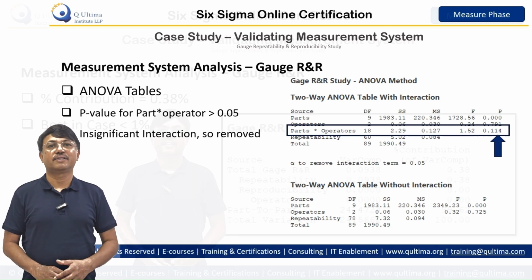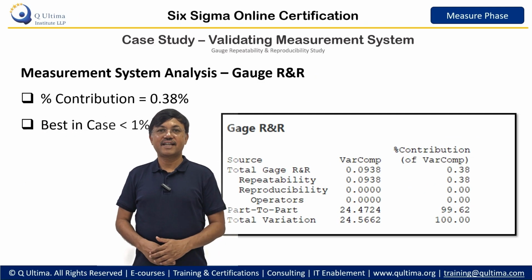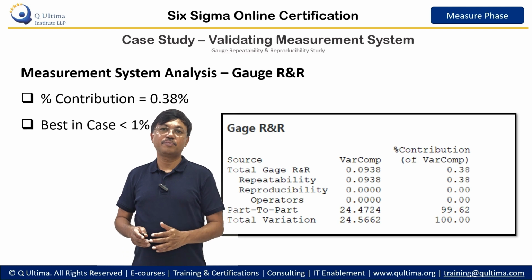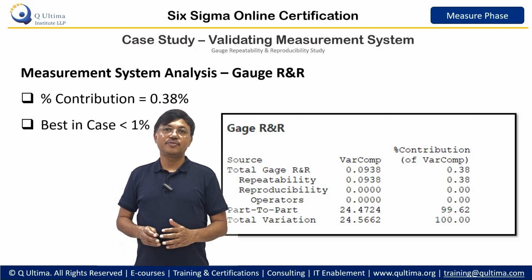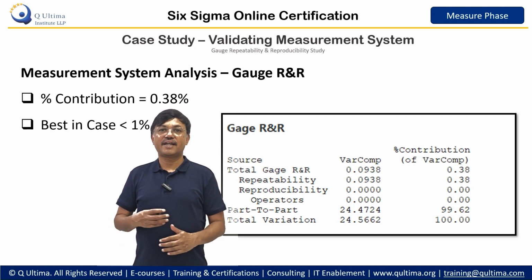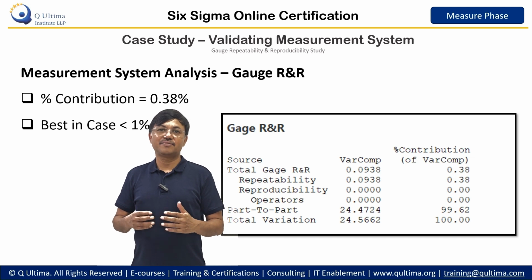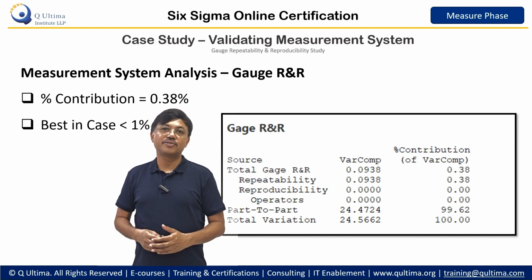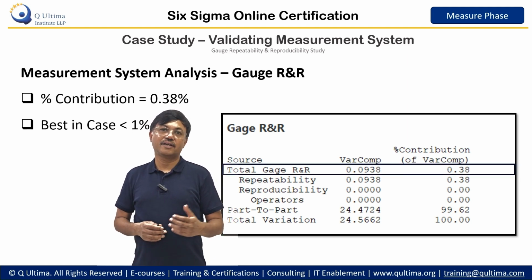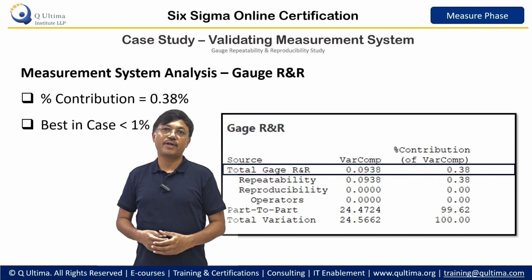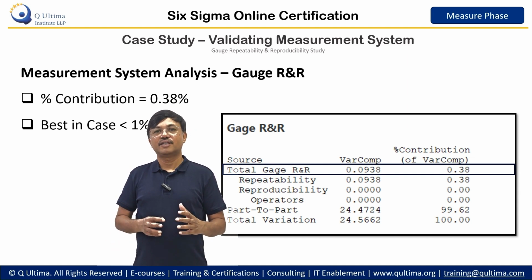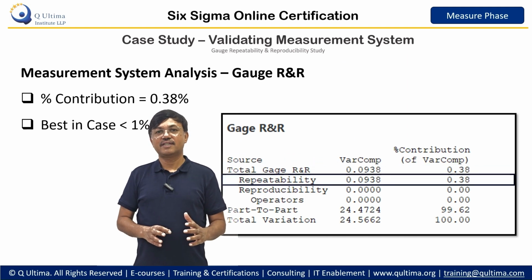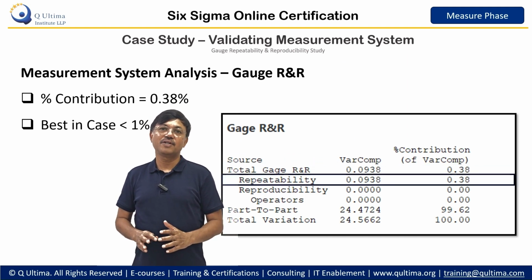The second table in the GRR study is the percent contribution table, which should be seen to understand if percentage GRR is within the limit or not. As per the AIAG MSA manual, the percentage contribution should be less than 1%, and we see here it is only 0.38%, which means it is well within the requirements, and it's a very good measurement system with respect to overall variation.